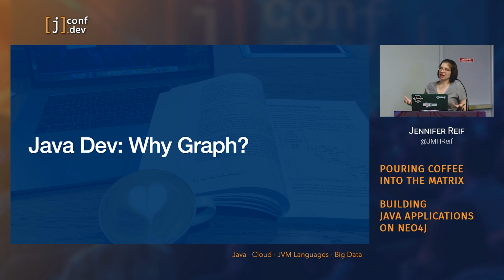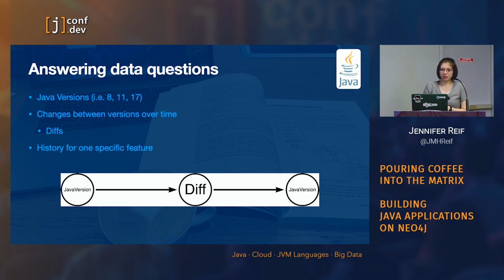So as a Java developer, why would I choose Graph? I've got all these options with relational. I'm already familiar with them. Why would I switch and do something new? First off, Graph's going to help you answer complex data questions. So for instance, we have Java versions, and we've got diffs that go between them. So the changes or the deltas between the Java language versions.